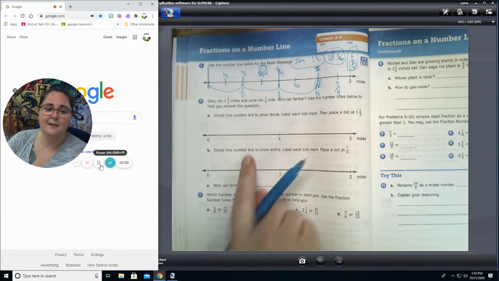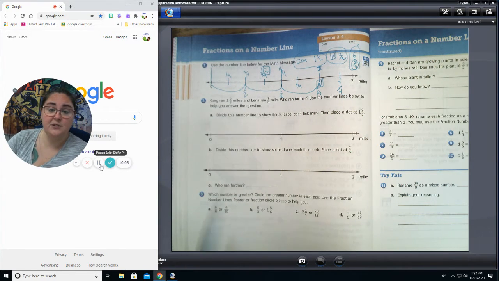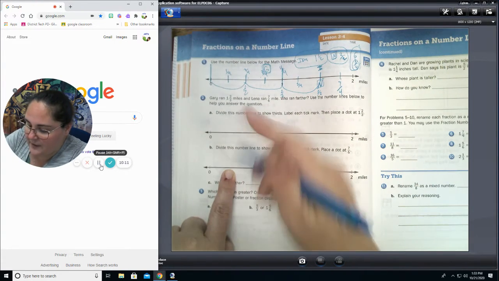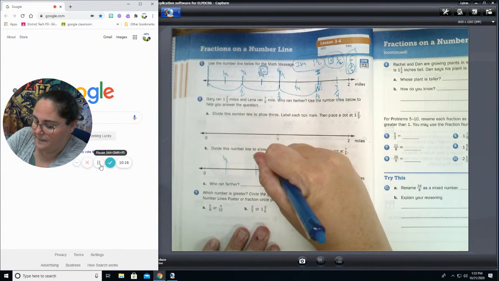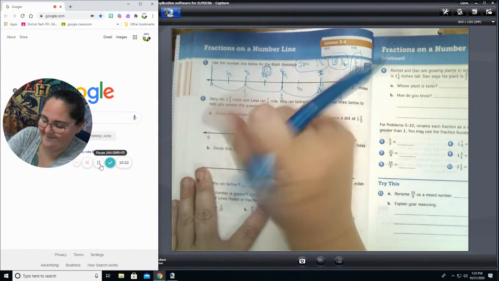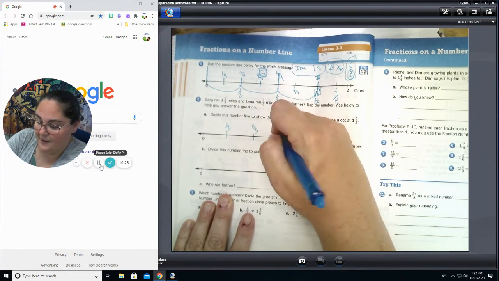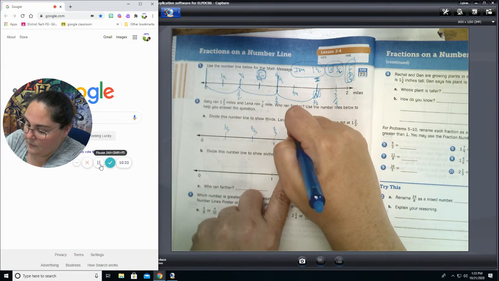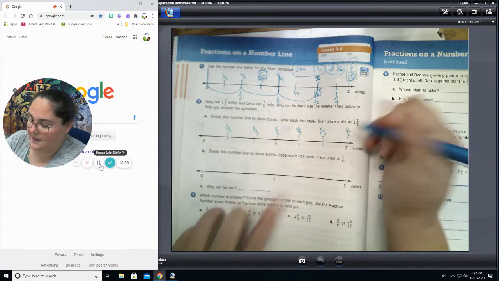First, it says divide this number line to show thirds. That's easy. I'm just following directions. It gives me two number lines, and I'm going to use them. Remember thirds? I start in the middle and move until my fingers are equal. So 1/3, 2/3. Oh, wrong line. My bad. Sorry, guys. Let's try that again. 1/3, 2/3, 3/3, 4/3, 5/3, 6/3. All right.